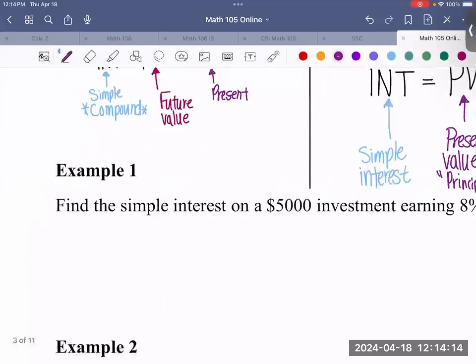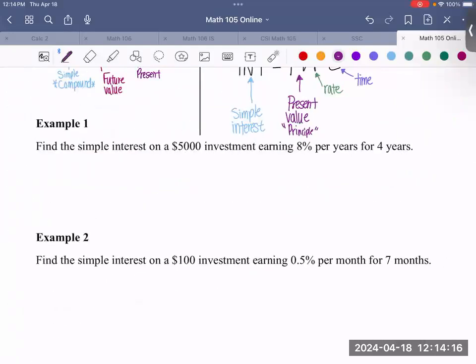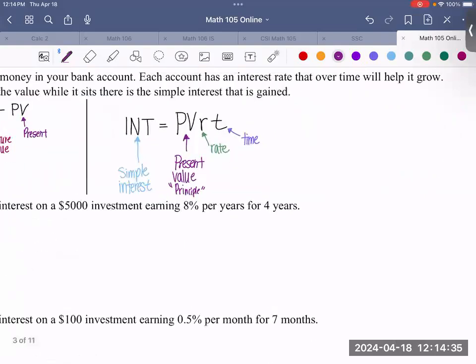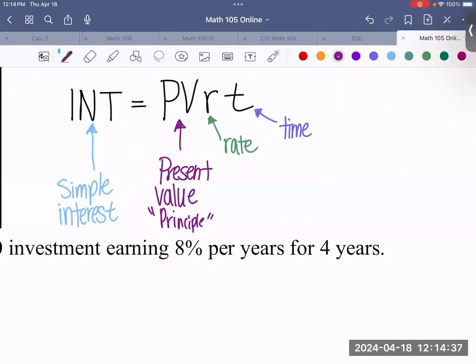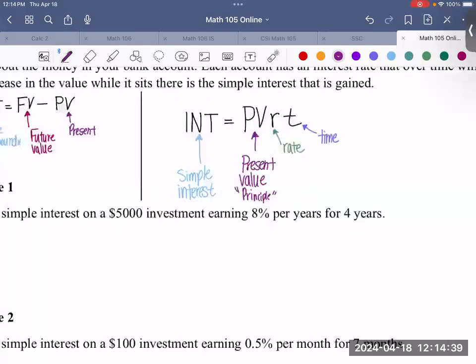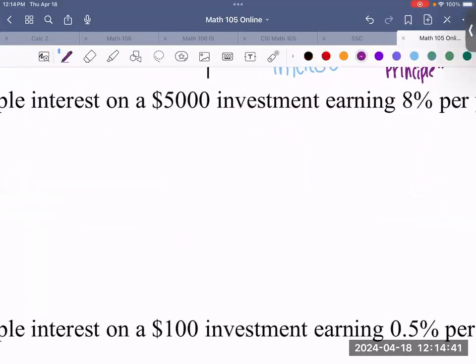Okay. So for an example, find the simple interest on a $5,000 investment earning 8% per year for 4 years. Now, right now we don't have a future value to go off of and subtract your future from your present. So instead, we're going to have to use this equation. Again, that equation is specifically for simple interest.